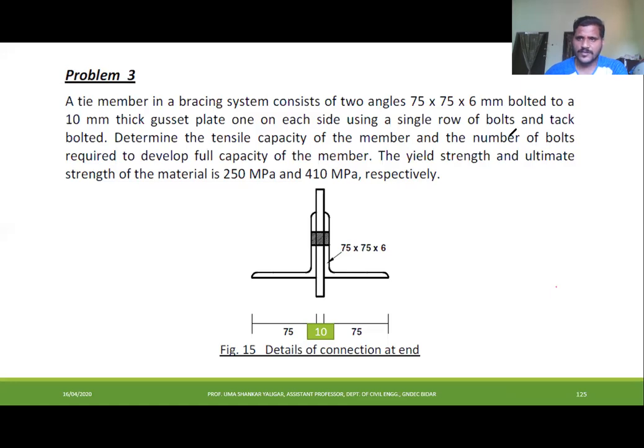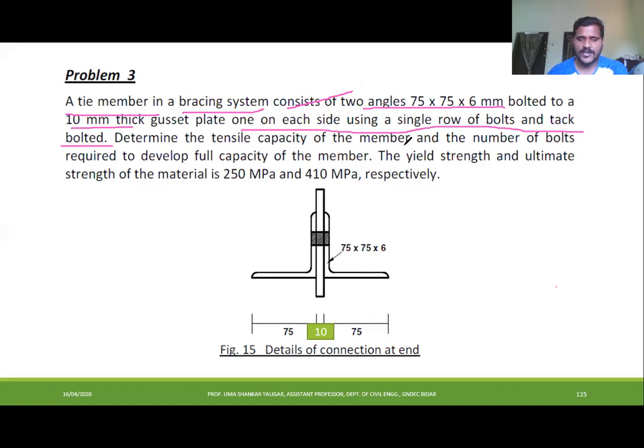Okay, we'll go for the third problem. The tie member of a bracing system consists of two angles 75 by 75 by 6 mm, bolted to a 10 mm thick gusset plate, one on each side, using a single row of bolts and tag bolted. Determine the tensile capacity of the member and the number of bolts.